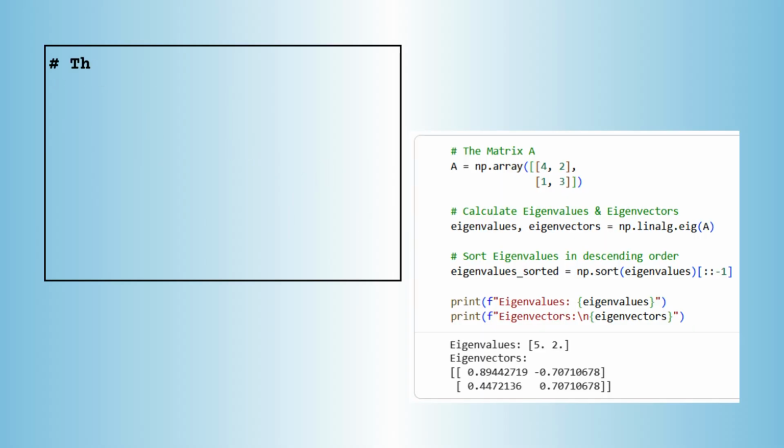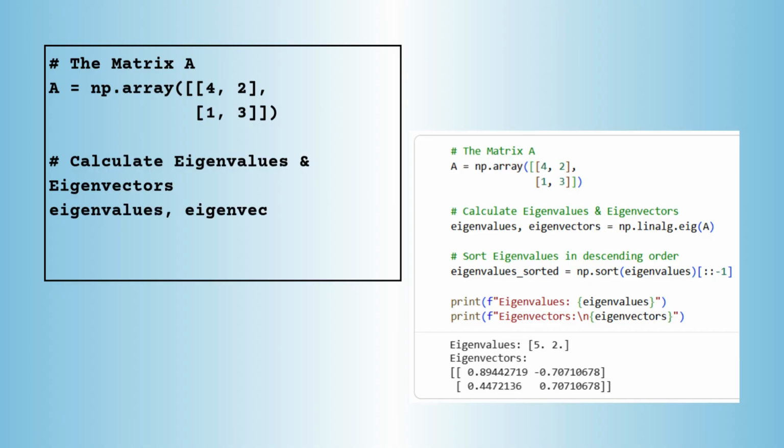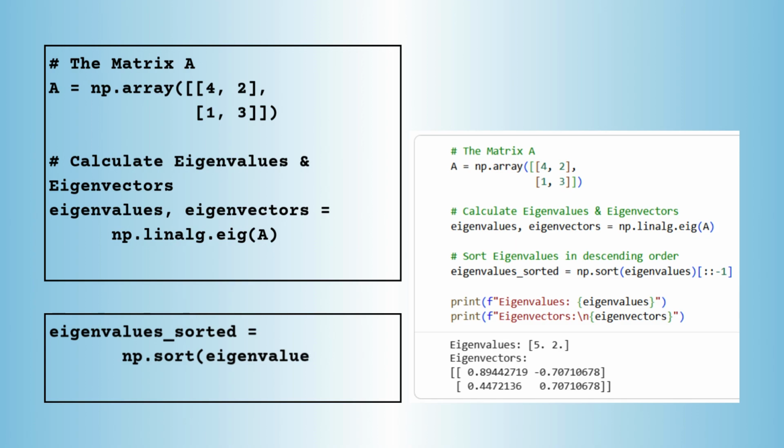But in production, we don't calculate determinants by hand. We use the optimized linear algebra library. We feed our matrix into NumPy's linear algebra eig method, and it gives us the same eigenvalues, 5 and 2. One thing to remember here is that NumPy does not always sort these for us. In machine learning, we usually care about the largest eigenvalues. So, we often need to sort this array immediately after calculating it.